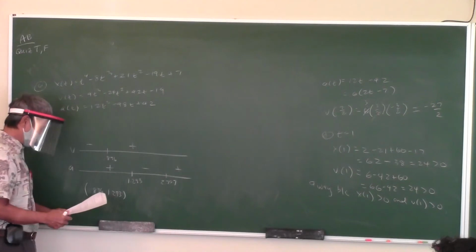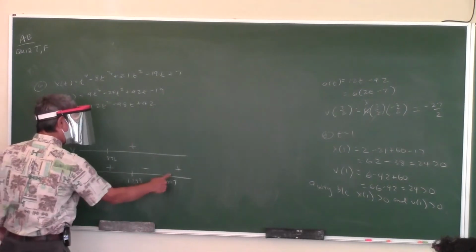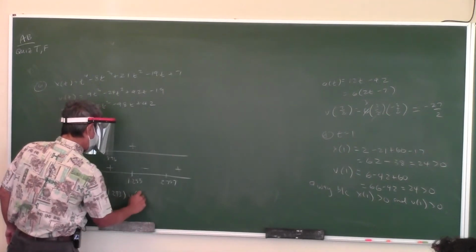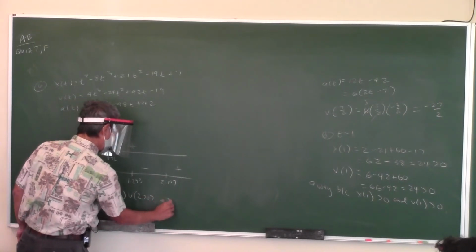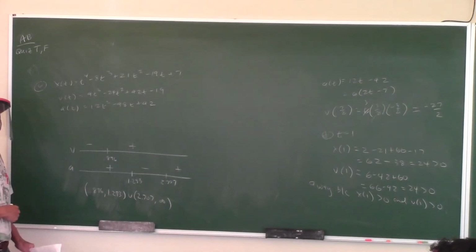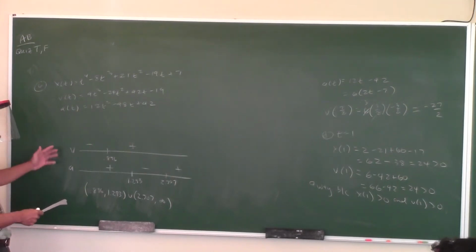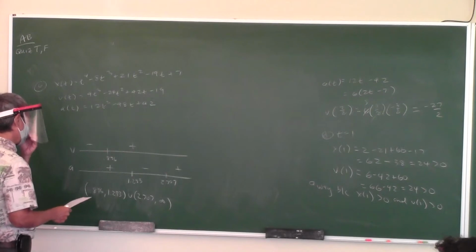That's it then, right? Wait, no. What about over here? They're both positive. So also 2.707 to infinity and beyond. That's your answer. You guys gotta get your number lines.